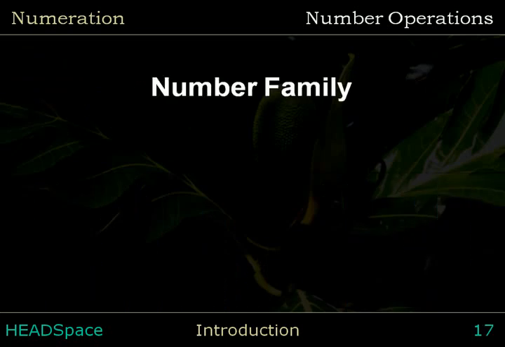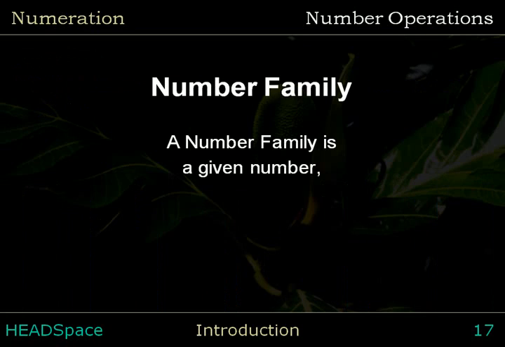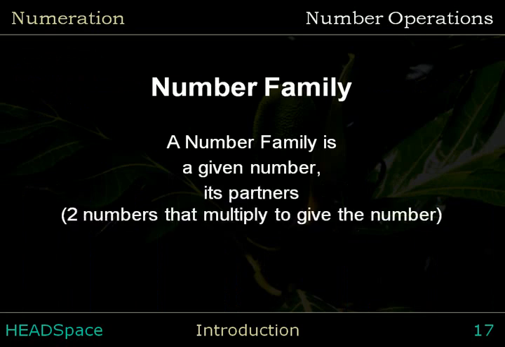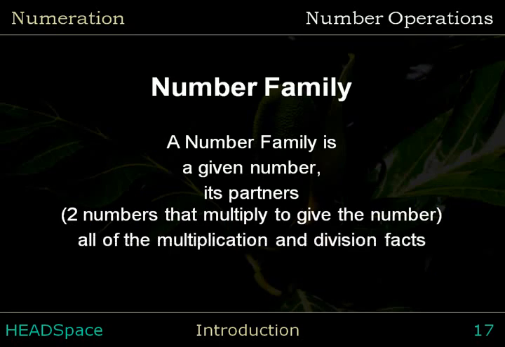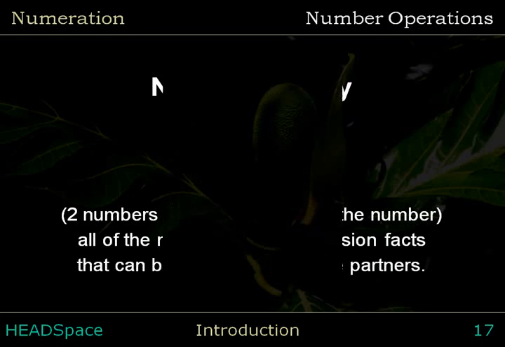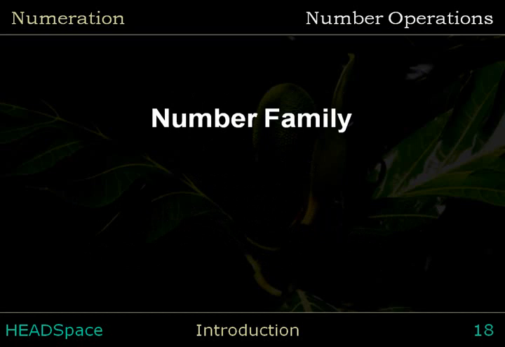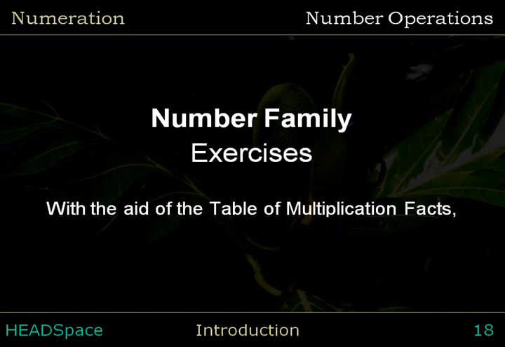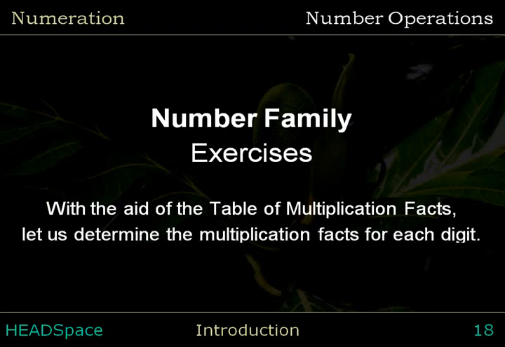Number family. A number family is a given number, its partners, two numbers that multiply to give the number, and all of the multiplication and division facts that can be generated from the partners. Exercises. With the aid of the table of multiplication facts, let us determine the multiplication facts for each digit.